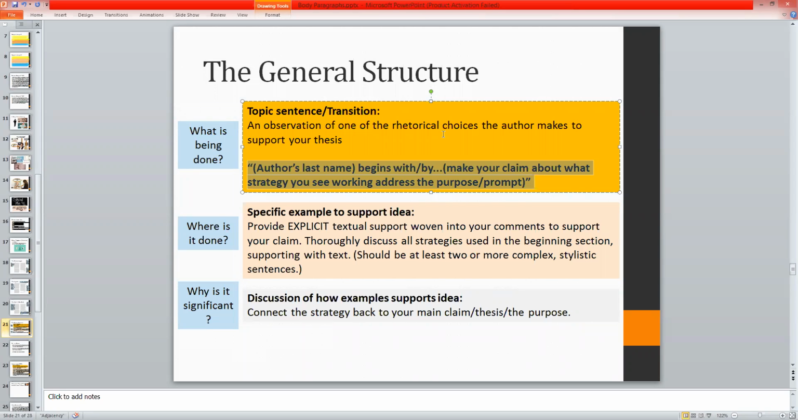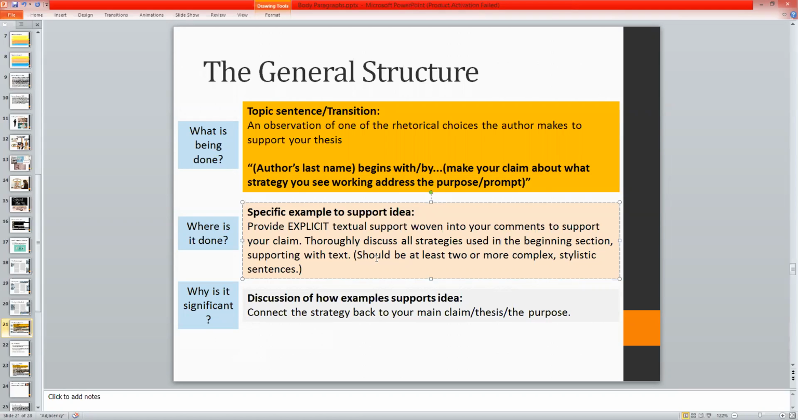You also want to make sure that you have specific examples to support your idea. This is the big one. This is where the 4 out of 4 basically exists in the essay, the evidence. You want to make sure you're providing explicit textual support woven into your comments to support your claim, meaning you can't just broadly say, this piece is about how hard writing is. Yeah, that's true, but in what way, how is it, et cetera, right? You want to make sure you actually bring in some quotes or paraphrasings of what's actually going on in the piece. Discuss the strategies used in the beginning section.